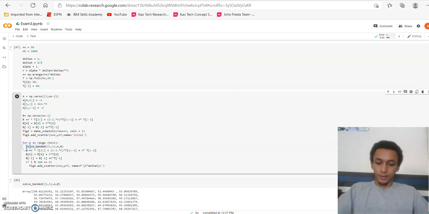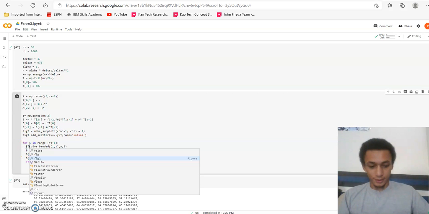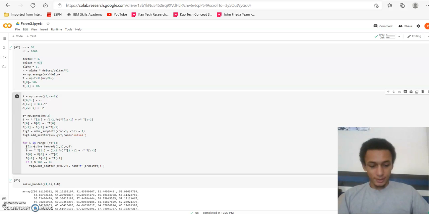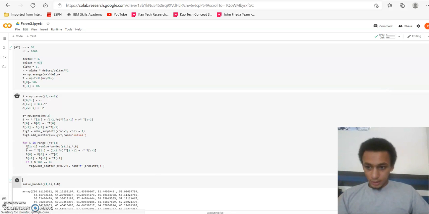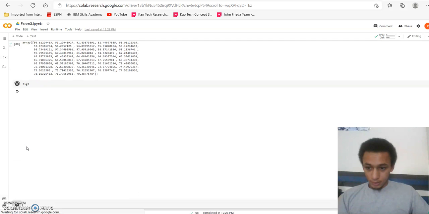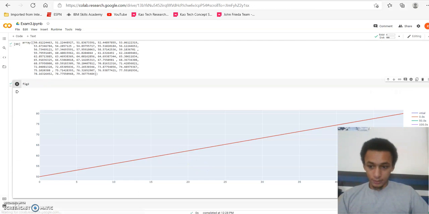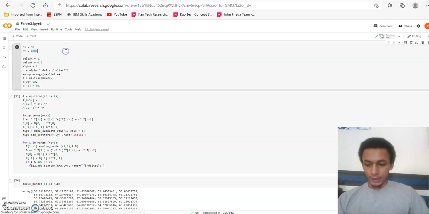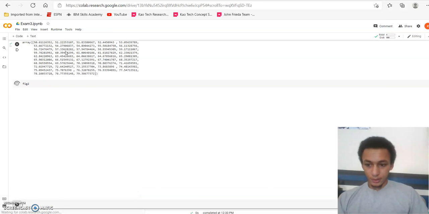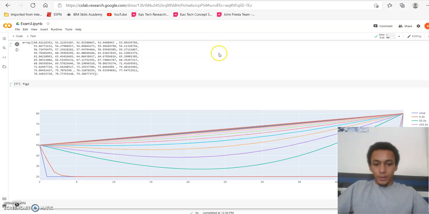And I forgot to solve banded. This needs to be equal to T1 minus 1. It should. Well, it gives me the same thing. So let's run it again from the top and see if this changes it. And yeah, this is what I want.